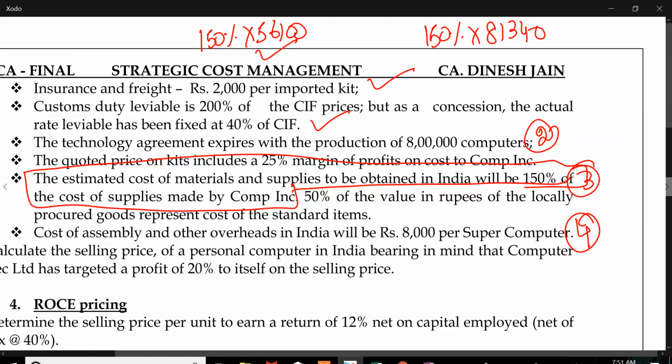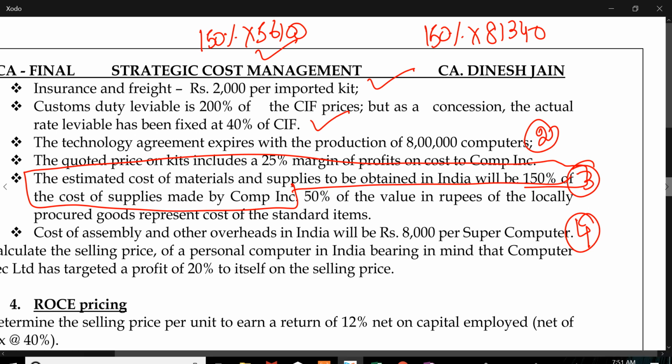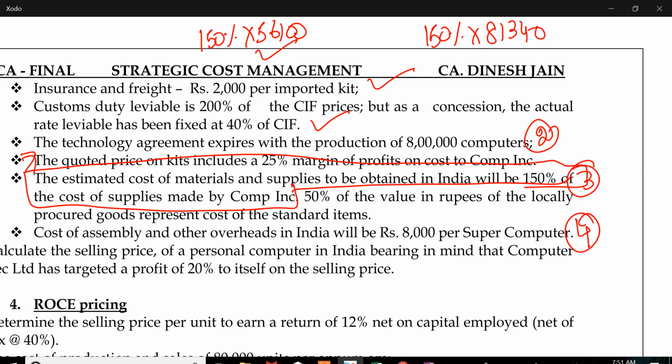That is cost of supplies made by Comping. For me, the cost is 56,100 because I have already got this product. I thought from my perspective, but they are saying cost of supplies made by Comping means cost of manufacturing by Comping, and that is where they gave this information. The quoted price of the kit included a 25% margin of profits on cost to Comping. So the profit for Comping is known. Based on that, cost of Comping can be calculated. Based on that cost of Comping, you will calculate 150%.